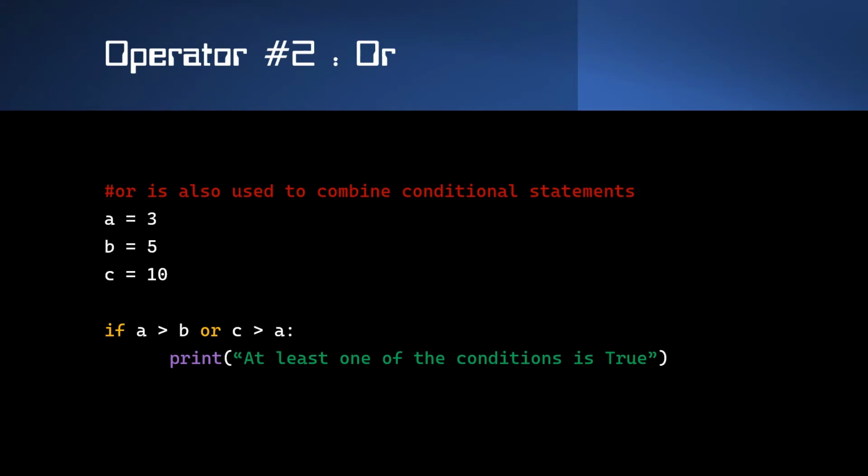The second logical operator we're using is OR. Like the AND operator, its purpose is to combine two conditional statements and produce either true or false. The only difference is that the OR operator can produce true if at least one of the conditions is true. So here we have if A is greater than B or C is greater than A. So A is not greater than B, as you can see here. C is greater than A, so one of the conditions is true. Therefore, the execution statement will execute.